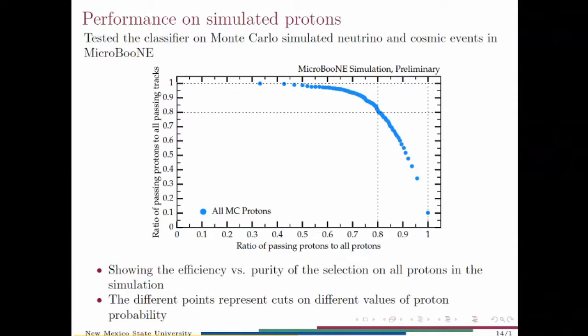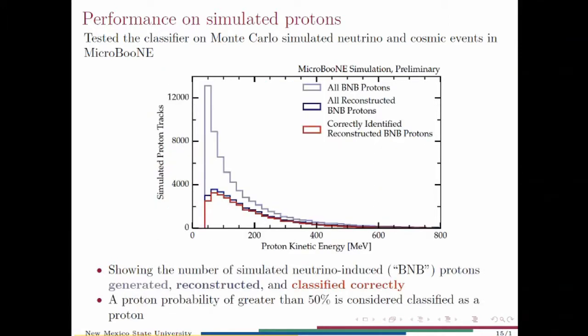And then our performance in MicroBooNE. Here's the efficiency versus purity for our simulated events. The different points are for different scores that you decide to cut on for protons. You can see that there's a trade-off, but there's a nice area in the middle where you can have both a fairly high purity and efficiency. And this here is all of the neutrino-induced protons that we simulated in light blue, and the ones that were reconstructed by that hit-finding, track-finding algorithm are in dark blue here.